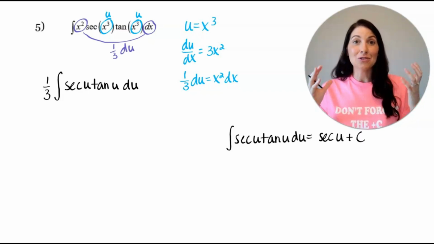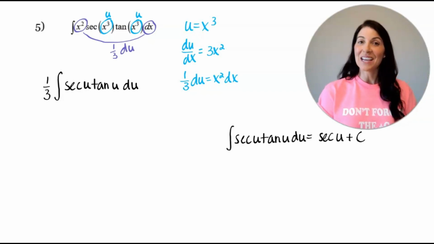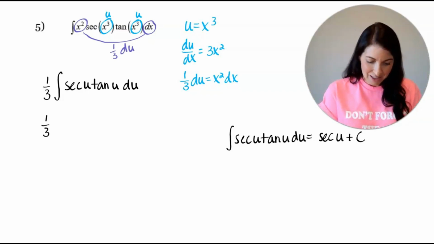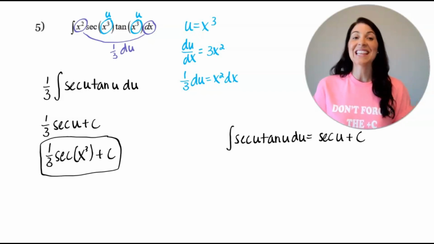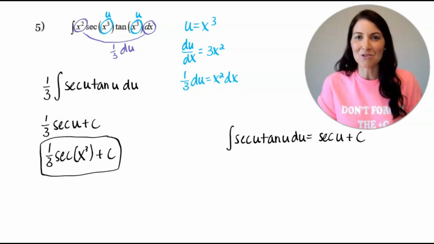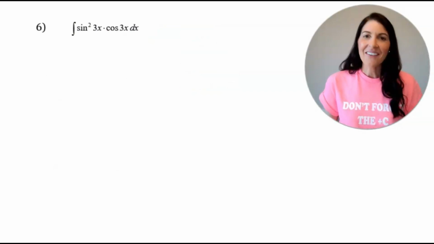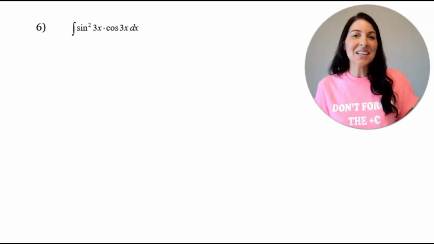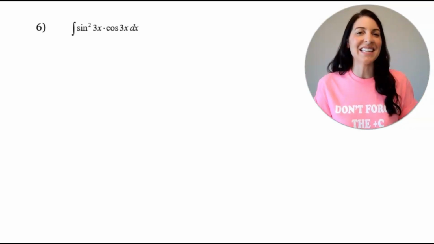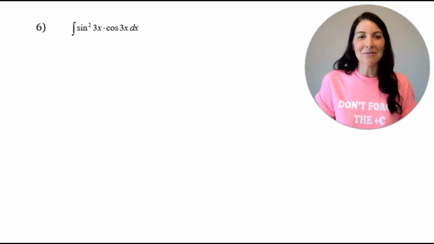So using that trig integral, I'm going to rewrite this as 1/3 secant of u plus c, and substituting my u back in, I would have 1/3 secant of x cubed plus c. And there is my answer to this integral using u-substitution. All of these integrals that I'm doing right now, I consider them all level 1. So stick around where you can see a little bit more challenging integrals in level 2 and level 3.